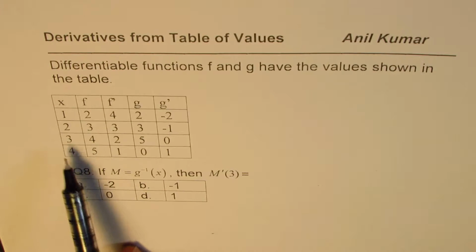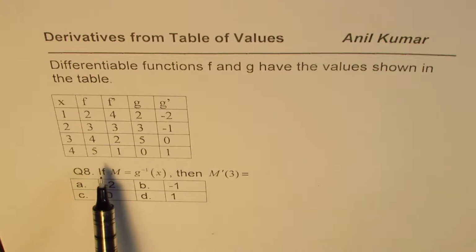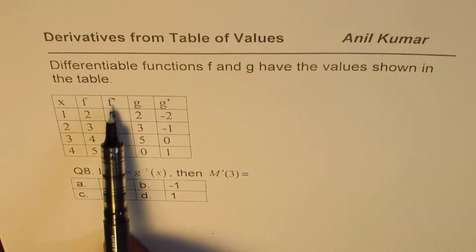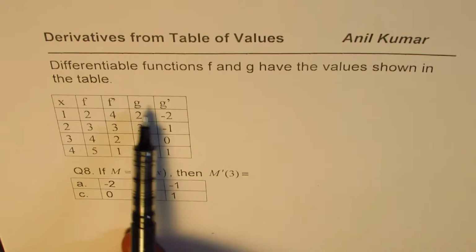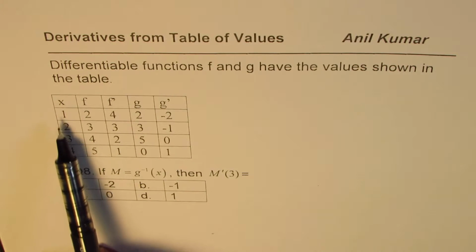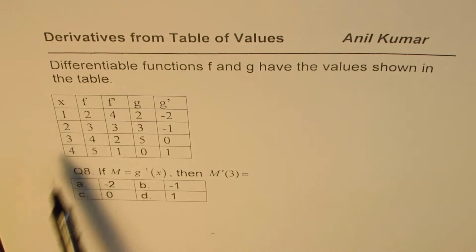So the table had some values which represented values for the function f, its derivative, function g and its derivative for x equals to some values. In this case it is 1, 2, 3 and 4.